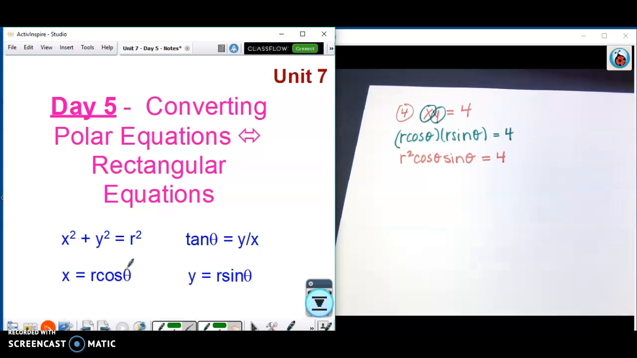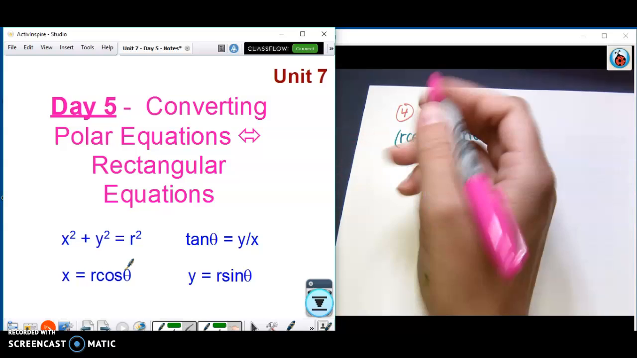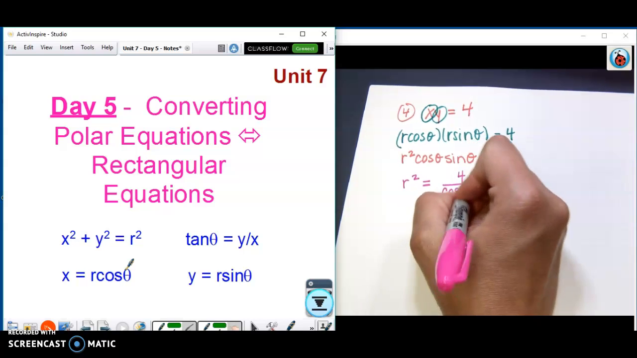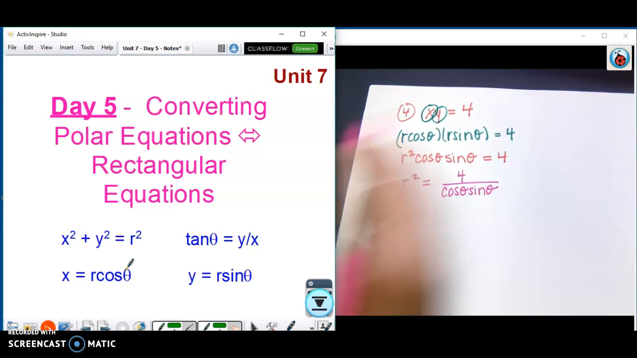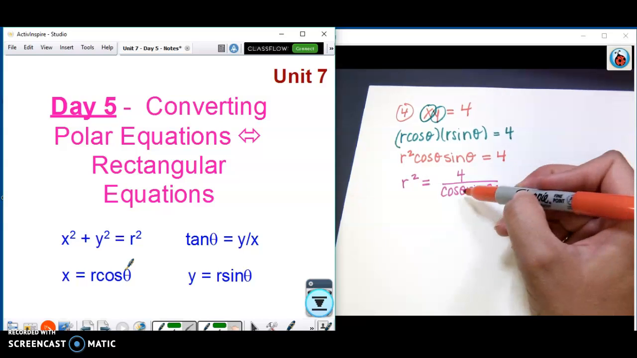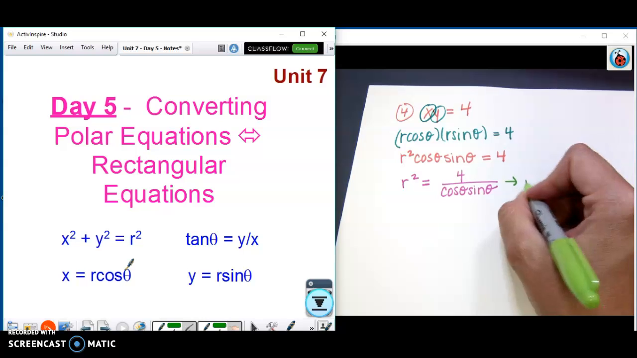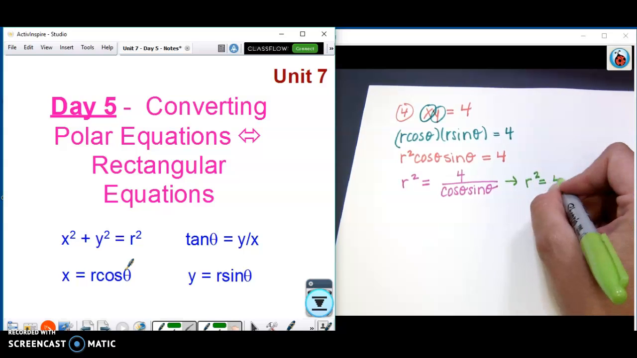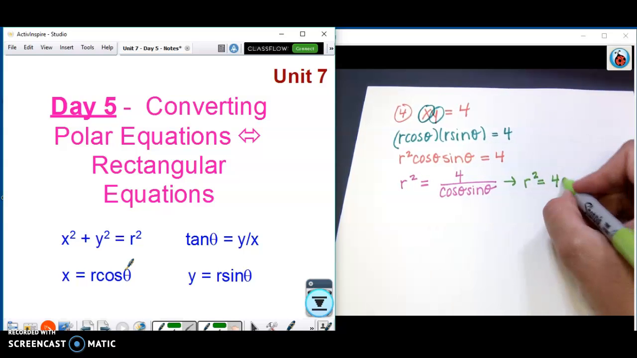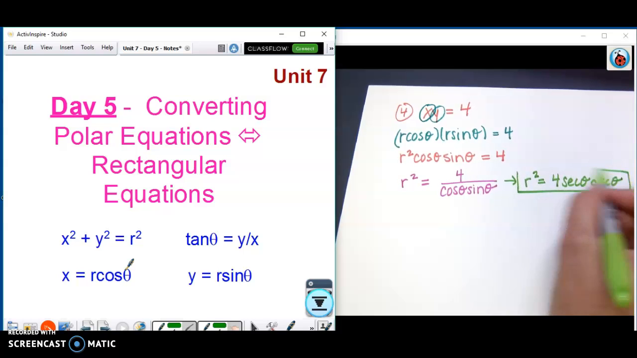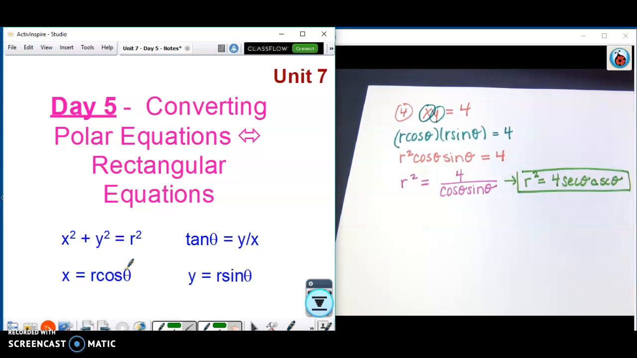You're either solving for r or r squared. In this case, we'll be solving for r squared because that's what we have. So it's going to be 4 over cosine theta sine theta. Now, because these are attached by multiplication and they're not attached by addition, you can simplify. So the best answer here would be r squared equals 4. 1 over cosine would be secant theta. 1 over sine would be cosecant theta. So the best answer here would be r squared equals 4 secant theta cosecant theta.